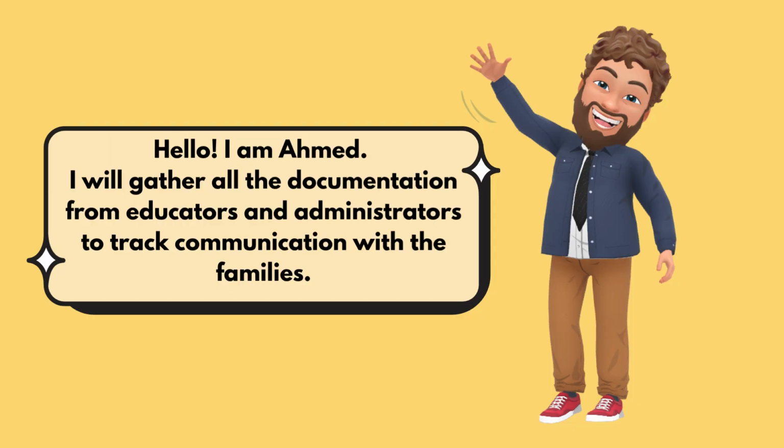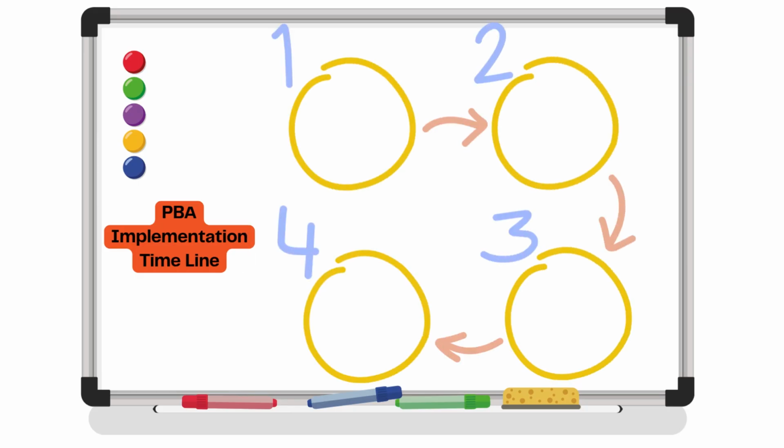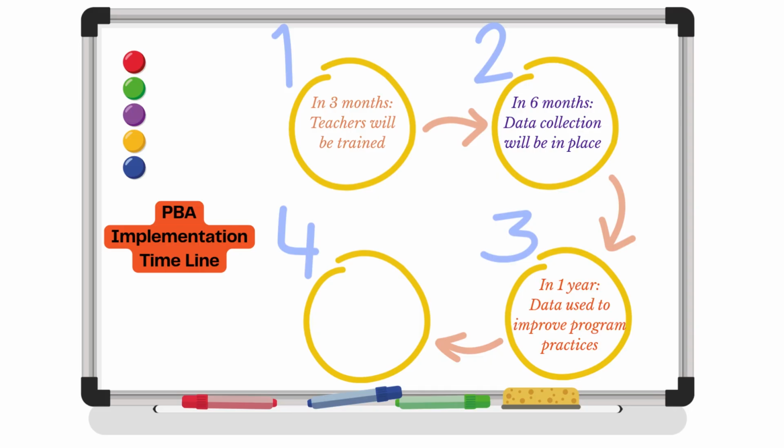Consider your timeline for the standard. Implementation of a PBA is a long-term change. Where will your program be in 3 months, 6 months, or 1 year? If you choose to do the standard, how will you ensure that it becomes embedded in your program's culture?